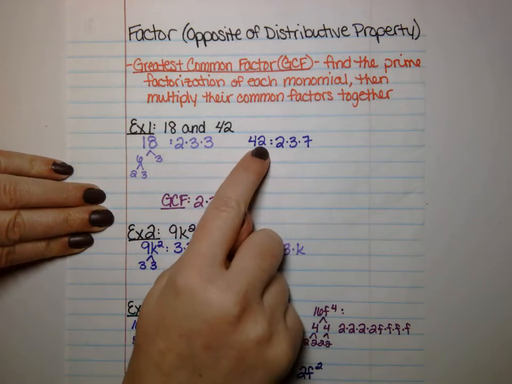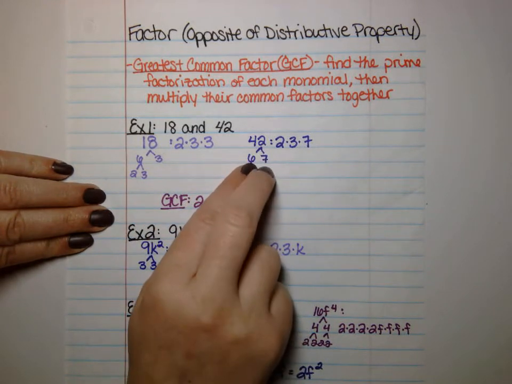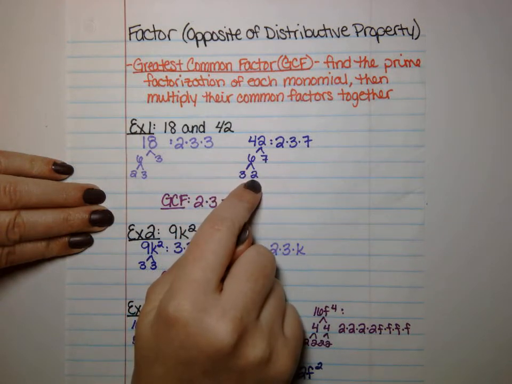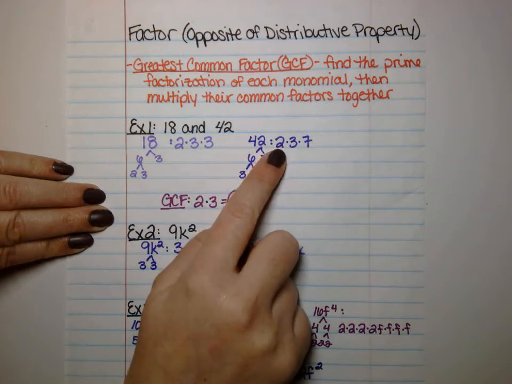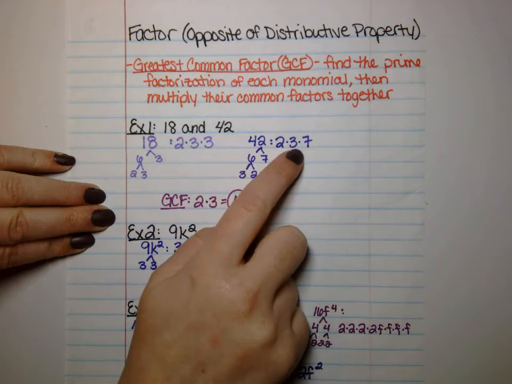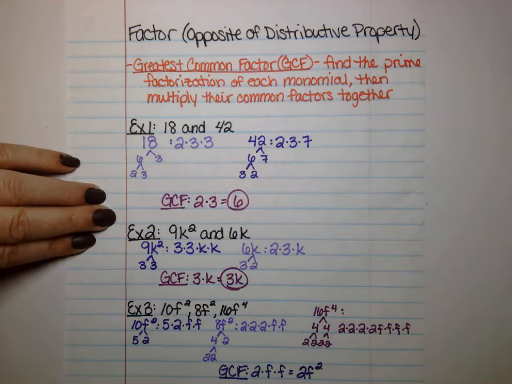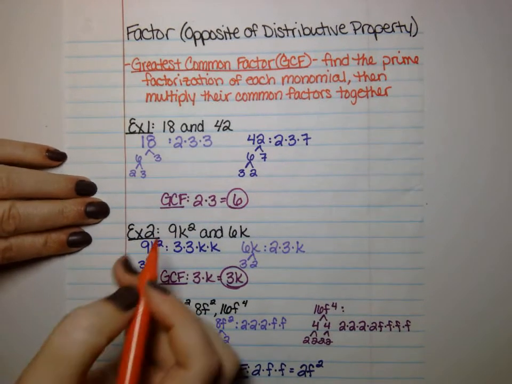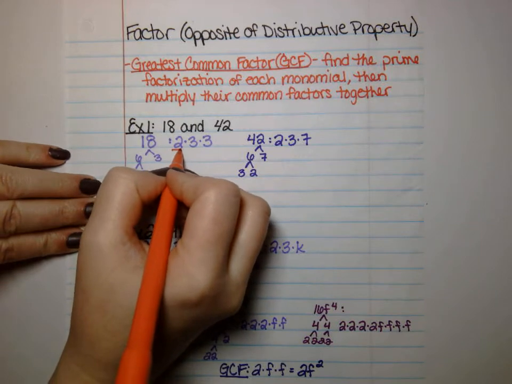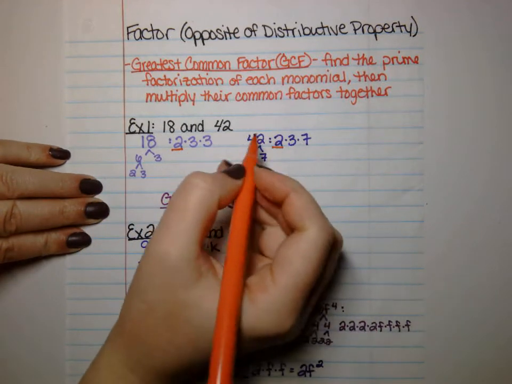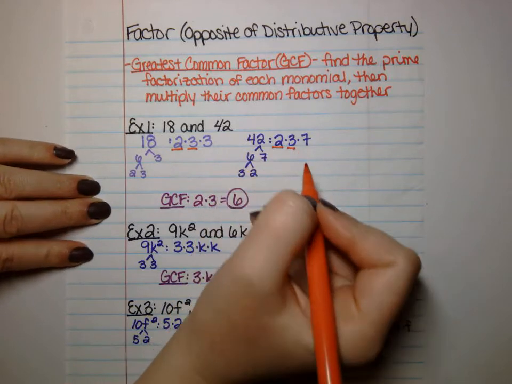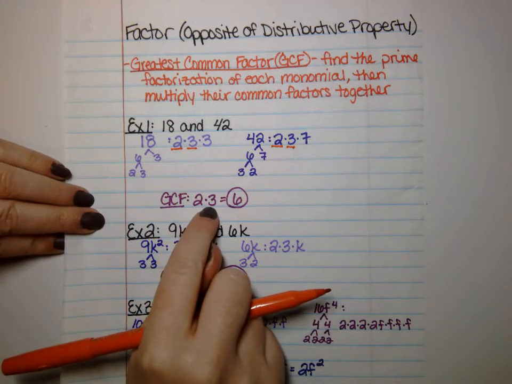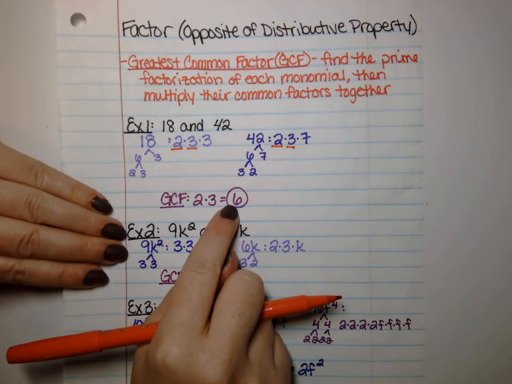If I look at 42, I know that it's divisible by 6, which is going to give me 6 and 7. 6 is further divisible by 2 and 3, so your prime factorization for 42 is going to be 2 times 3 times 7. Once you have those prime factorizations all figured out, your greatest common factor is what they have in common. So as you can see, both the 18 and the 42 have a 2, and they also have a single 3. So your greatest common factor is going to be multiplying those two together, 2 times 3, which is going to give you a value of 6.